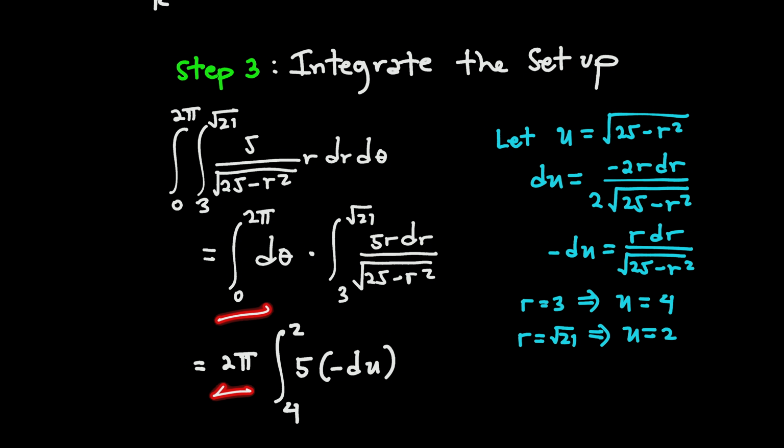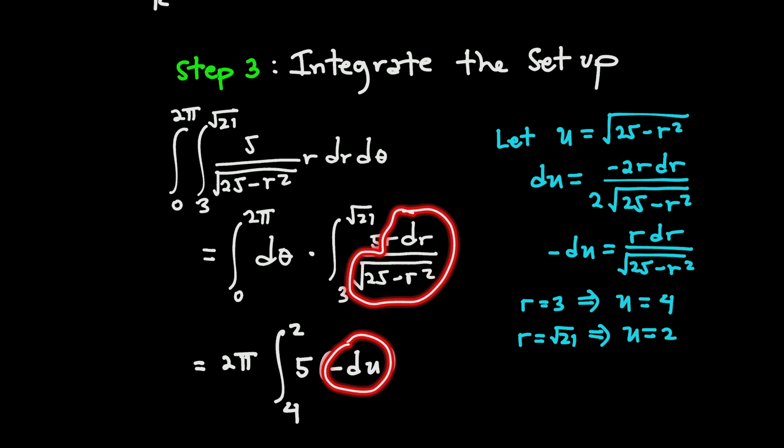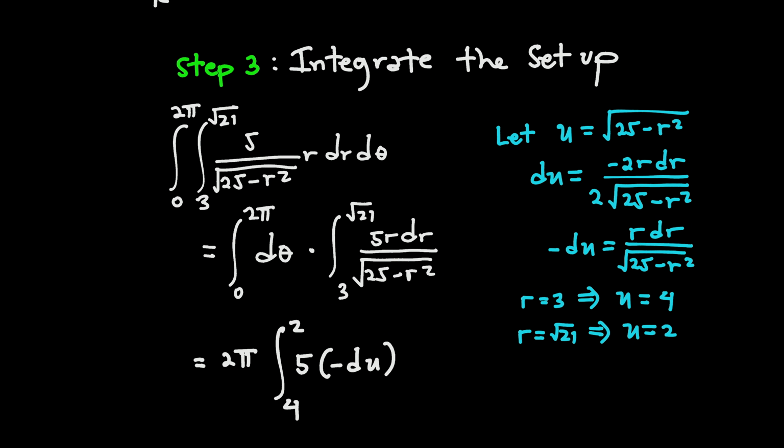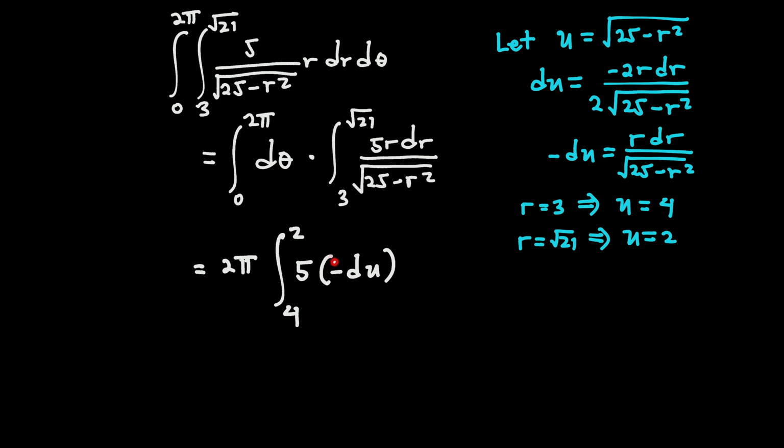We have 2 pi for this one, and this one we have to preserve this constant 5, and this term is equal to negative du. And the limits is from 4 to 2. And notice that we have a property that we can multiply by negative 1, but we can interchange the limits of integration. Hence, we have this simplification. So here we multiply 5 by 2, and then you have 10 pi.